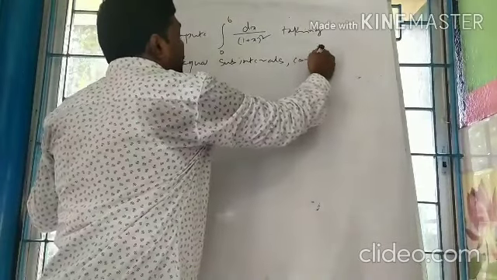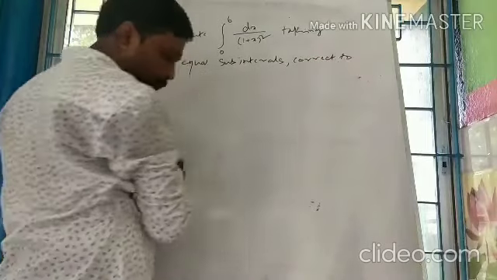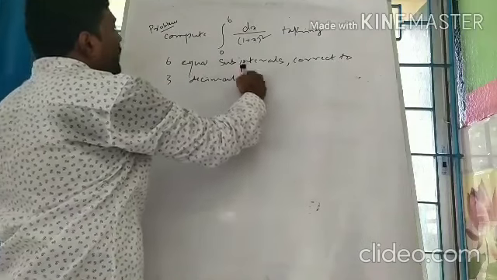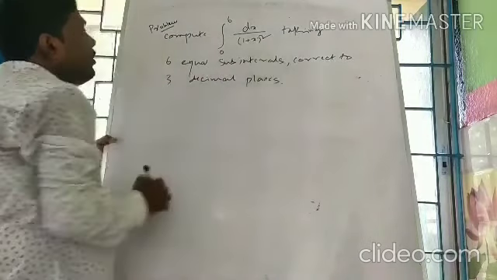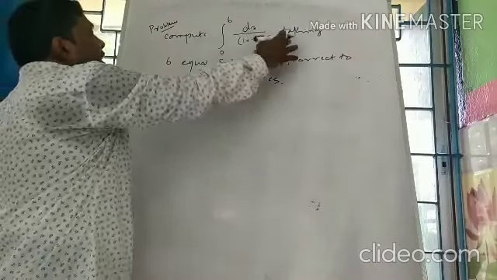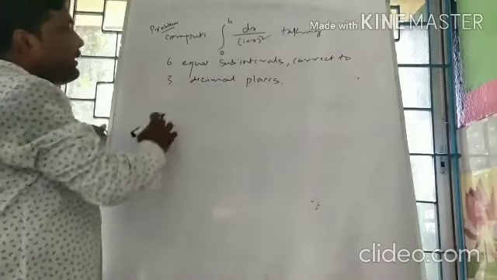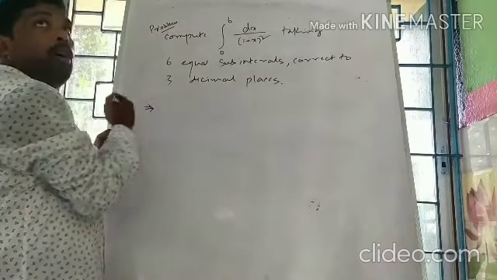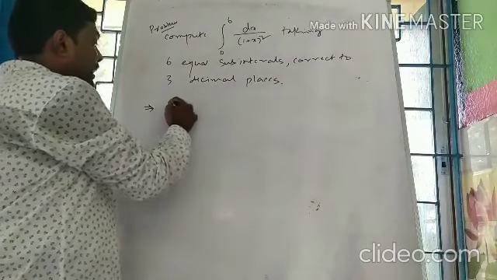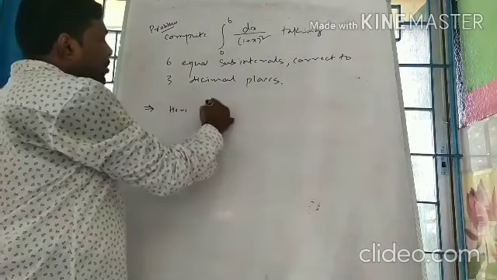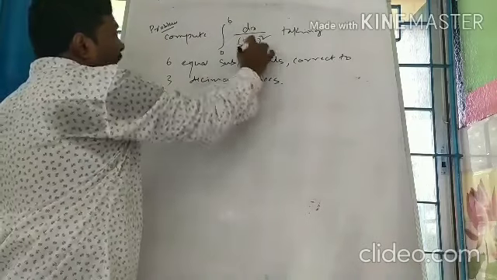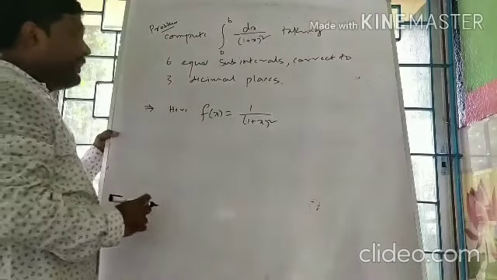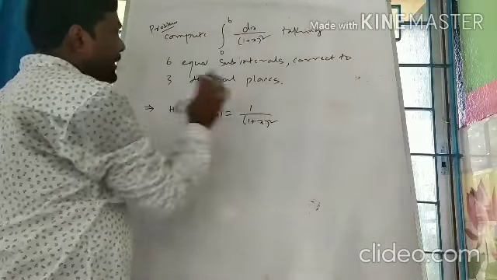Correct to 3 decimal places. So we have to compute the integration from 0 to 6 of dx by 1 plus x square, taking 6 equal subintervals, correct to 6 decimal places. So here f(x) is 1 by 1 plus x whole square.